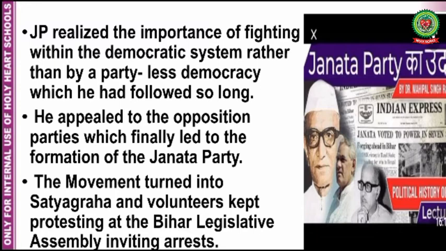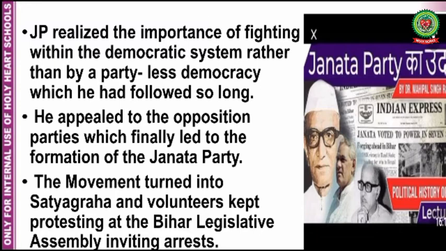He appealed to the opposition parties, which finally led to the formation of the Janata Party. The movement turned into Satyagraha and volunteers kept protesting at the Bihar Legislative Assembly, inviting arrest. Jayaprakash Narayan appealed to all political parties to come together and form the Janata Party. So the Janata Party was formed in 1977 and it was an amalgamation of 4 big political parties.